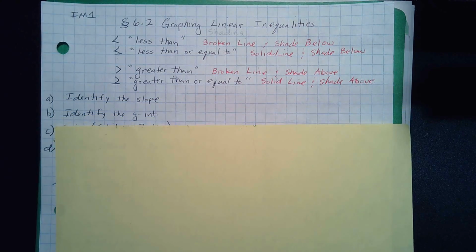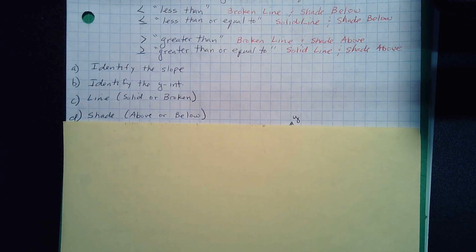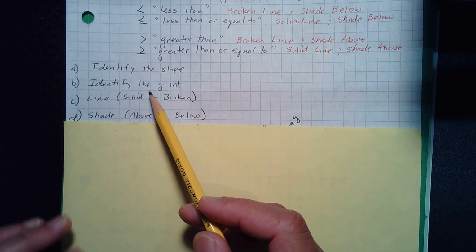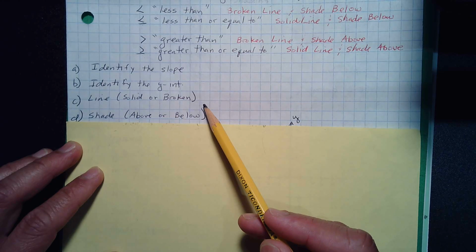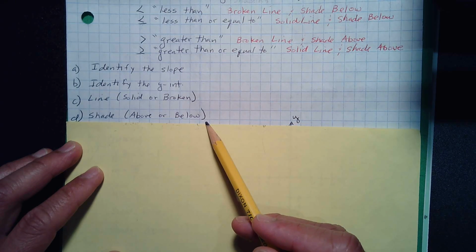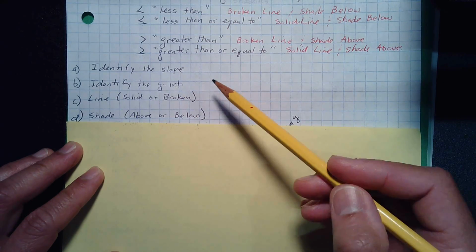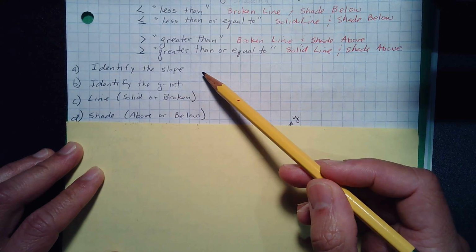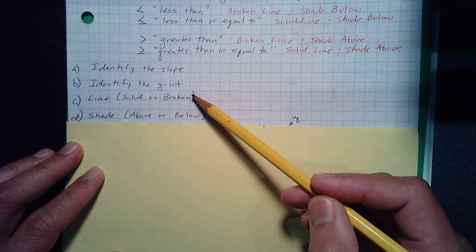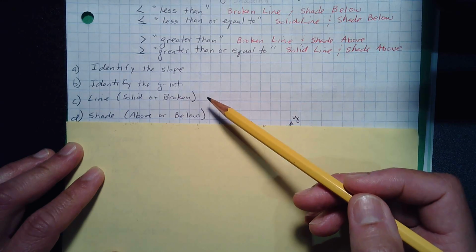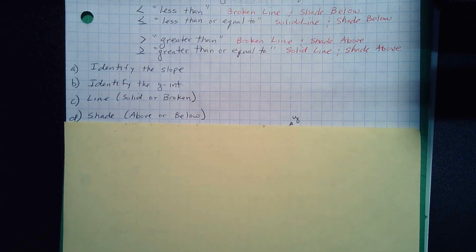All right, for your homework and your quiz, you're going to have to do 4 parts. Identify the slope, identify the y-intercept. Is the line solid or broken? Are we going to shade above or below? So please make sure that you recall what we did in section 6.1. In 6.1, we identified the slope and y-intercept. Now we're going to check if the line is going to be solid or broken and whether we're going to shade above or below.